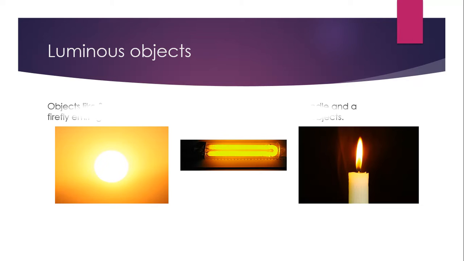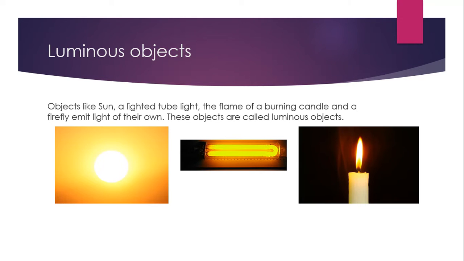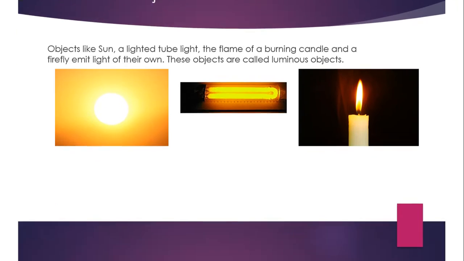What are luminous objects? Objects like sun, a lighted tube light, the flame of a burning candle, and a firefly emit light of their own. These objects are called luminous objects.